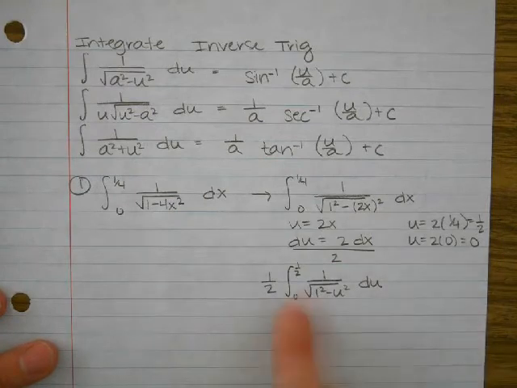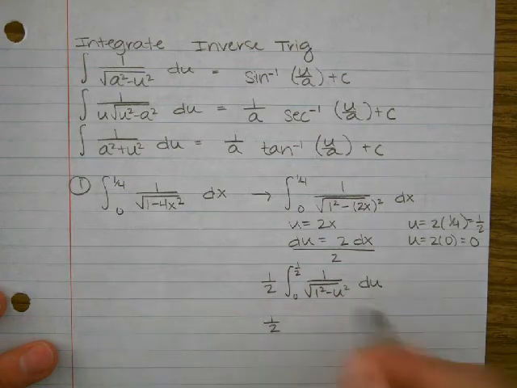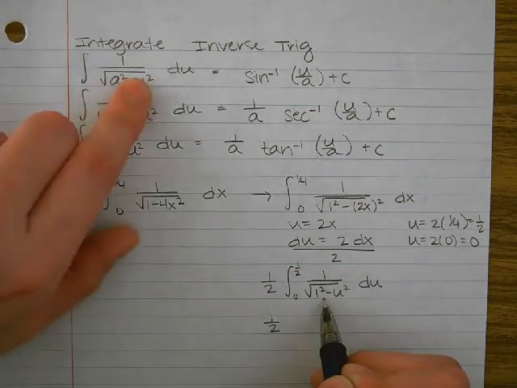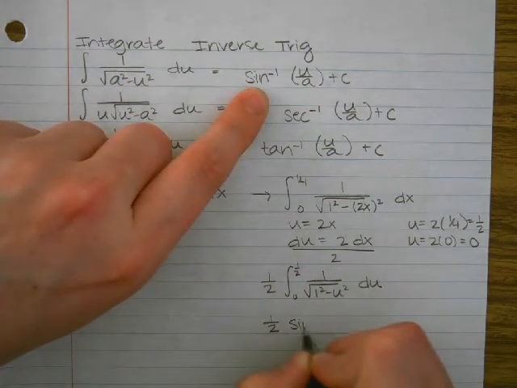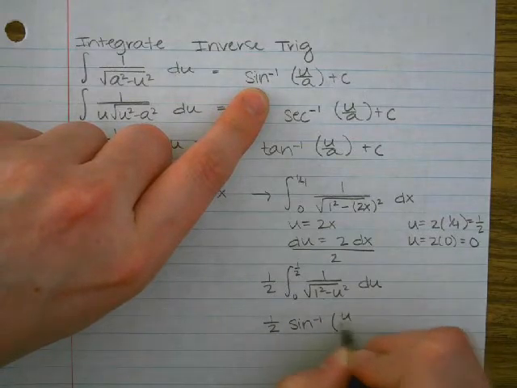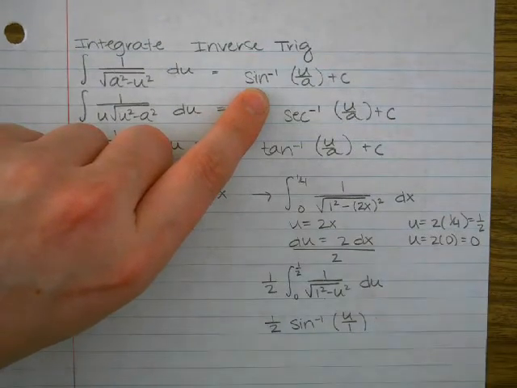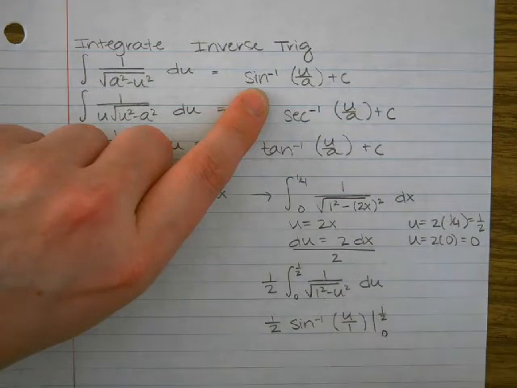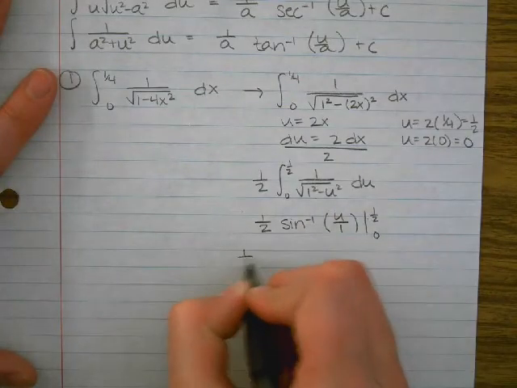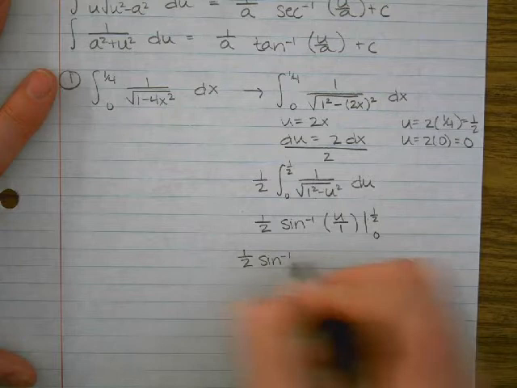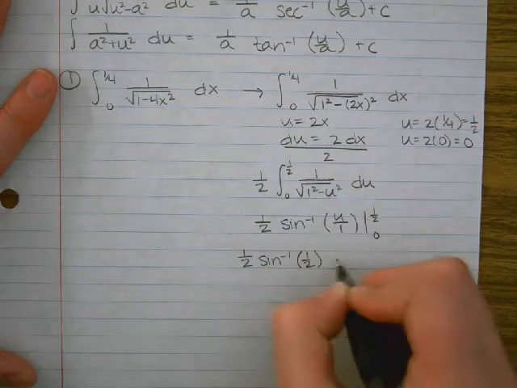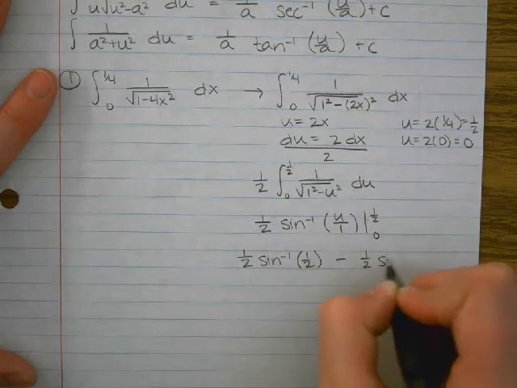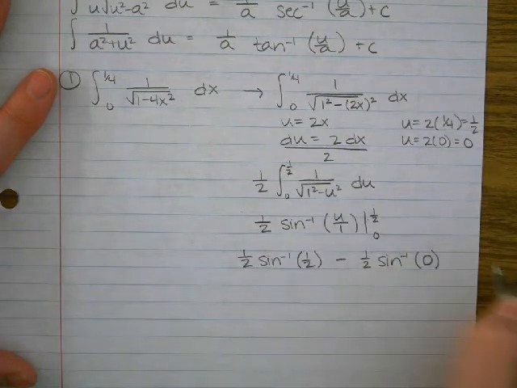And so now I can go ahead and do this integration. I've got the 1/2 in the front, and then this is this one, so that is sine inverse of u over 1. We won't write plus c because we're evaluating this from 0 to 1/2. So now I can do the math. I have 1/2 times sine inverse of 1/2 minus 1/2 times sine inverse of 0.